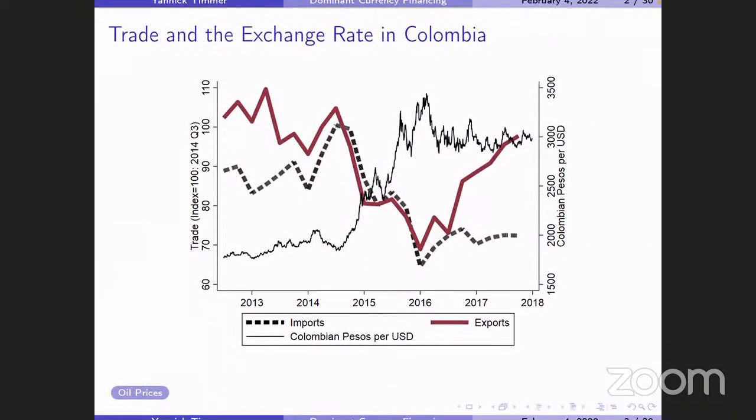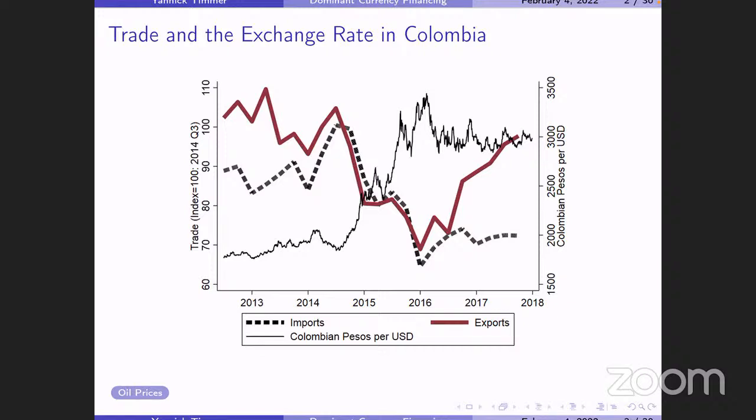Let me give you an example from Colombia, which we use as a case study. In Colombia, we have seen a very strong depreciation in 2014 and 15. The exchange rate relative to the dollar was relatively constant between 2012 and mid-2014. But then in the third quarter of 2014, you saw this spike in the exchange rate going from around 2,000 Colombian pesos per dollar to around 3,500 pesos per dollar. And at the same time, both imports and exports were declining.